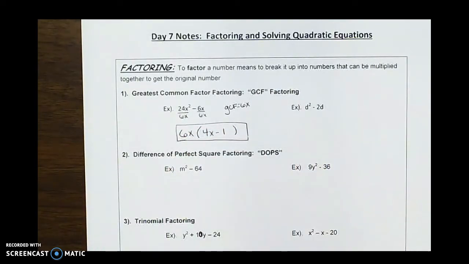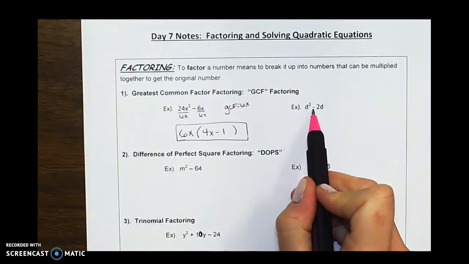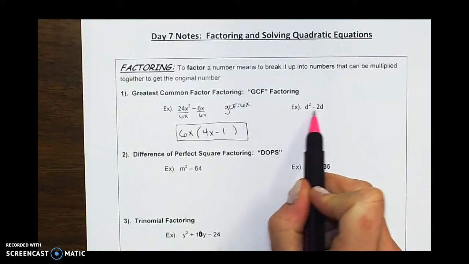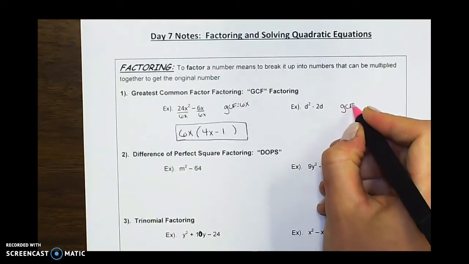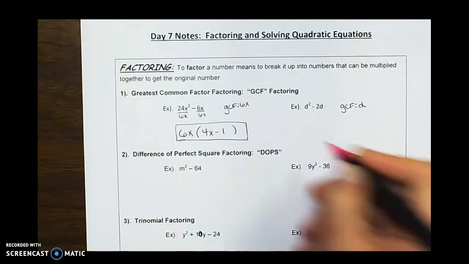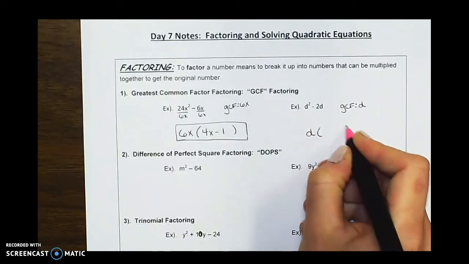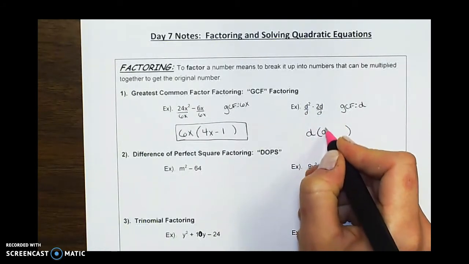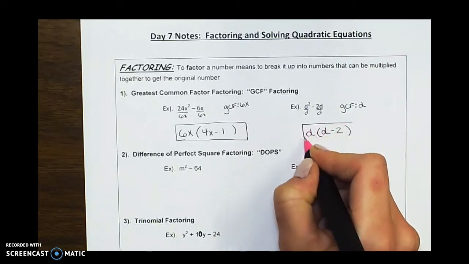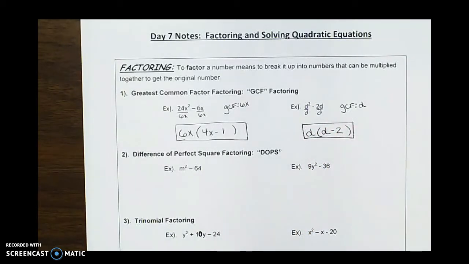All right, let's take a look at the second one. If I look carefully, d squared minus 2d. Well, there's no number that goes into both of those except for 1. But if I look carefully, they both have a d. So my GCF here is just d. So I'm going to divide a d out of the original expression, which gives us d times (d minus 2). And we've got it.